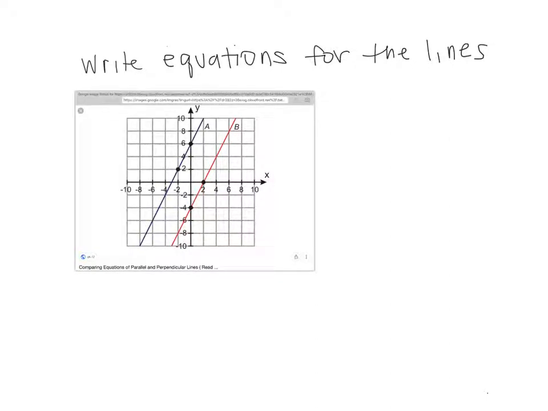Okay, this is for 1.4. We're looking more at equations of lines. In this case, we have these two lines that are parallel. We want to start off by writing down what the equations are for each of these. So look at the blue one, the one that goes through that point A. We'll start with that one.